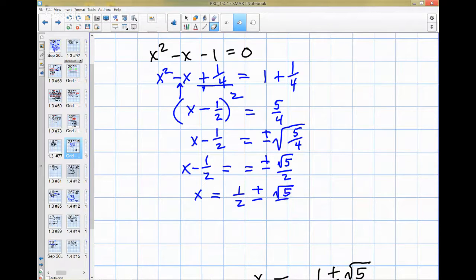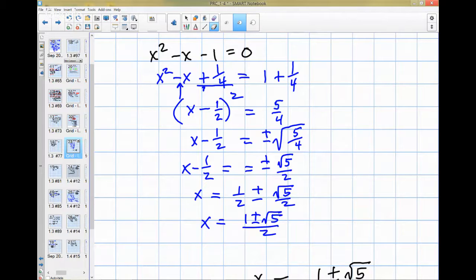So I just add 1/2 to both sides, and I get this. And by the way, you notice those both have a denominator of 2. So usually the final way to write this is put it over a common denominator in this form. So what that's telling you is one answer is 1 plus the square root of 5, and the other answer is 1 minus the square root of 5, divided by 2.